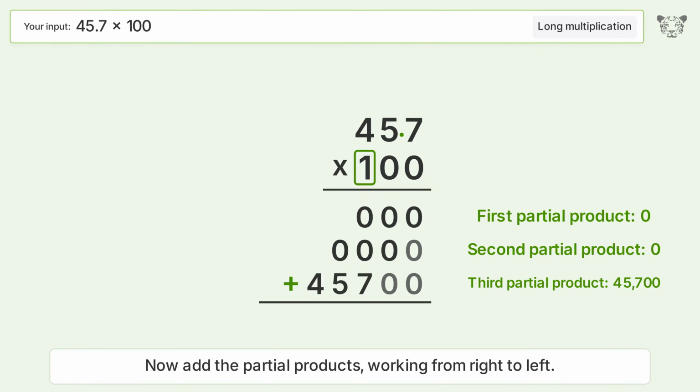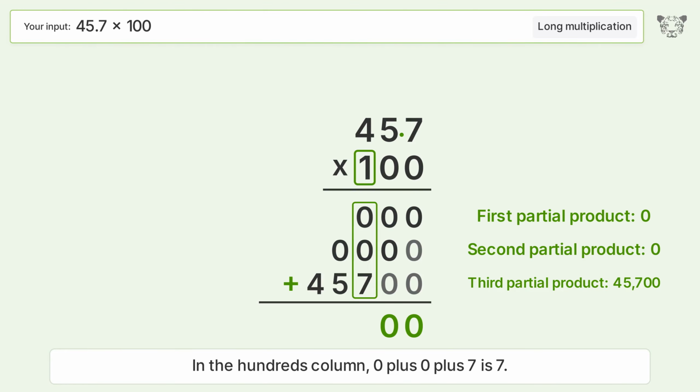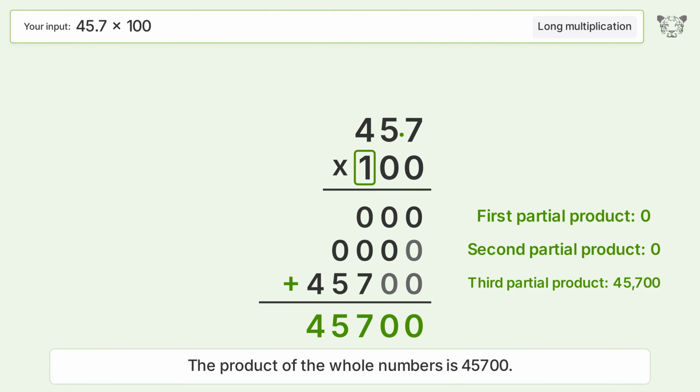Now add the partial products, working from right to left. The ones and tens columns each add to 0. Move right to left, 1 column at a time. In the hundreds column, 0 plus 7 is 7. In the thousands column, 0 plus 5 is 5. In the 10,000s column, bring down 4. The product of the whole numbers is 45,700.